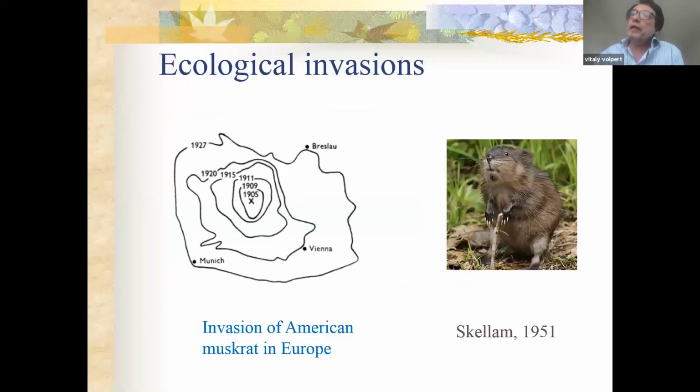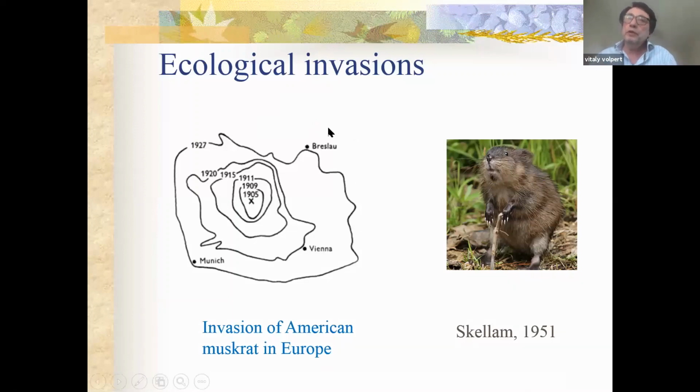Among applications of reaction diffusion waves, a very well known and often cited one is related to ecological invasions. One famous example is shown here. In 1905, at the beginning of the 20th century, the American muskrat was brought to Europe, somewhere not far from Vienna. And you see that from year to year, the area occupied by this species became larger and larger.